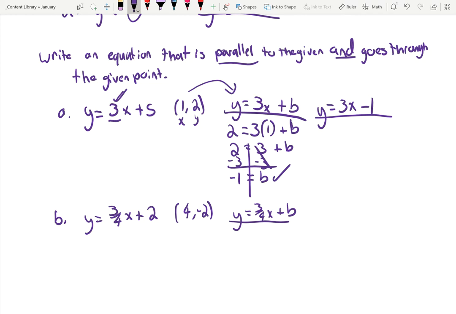Now, to find the correct y-intercept of our equation, we're going to use the point it gave us. It wants us to go through this point, 4, negative 2. So I'm going to plug the 4 in for the x and the negative 2 in for the y, and we're going to solve. So when I do this, the negative 2 for the y, so it's negative 2 equal to 3/4 times x. I'm plugging in the 4 for the x, and then plus b. I don't know what b is. I'm trying to figure that out.